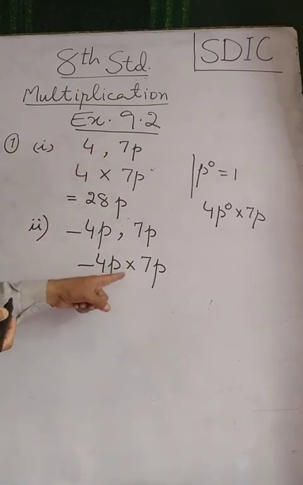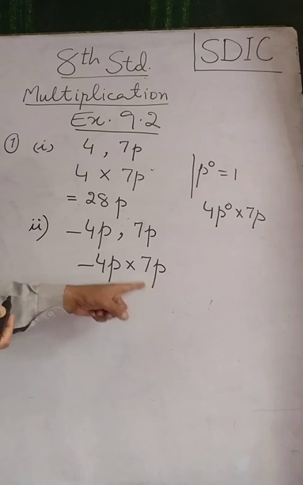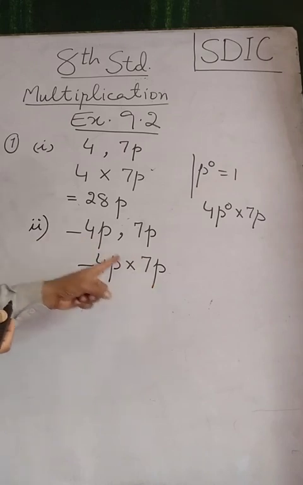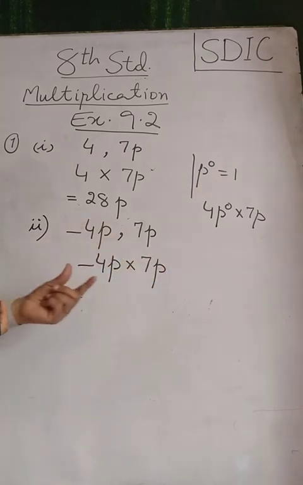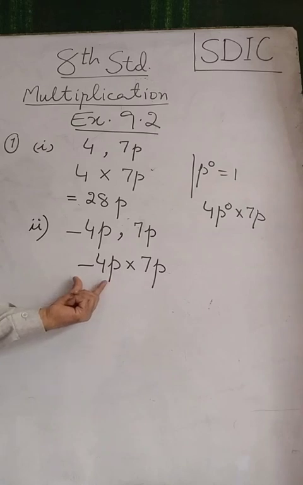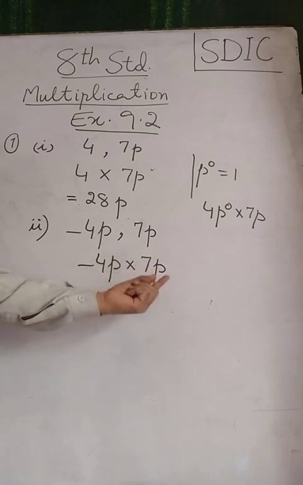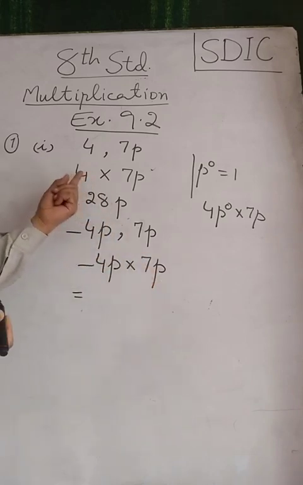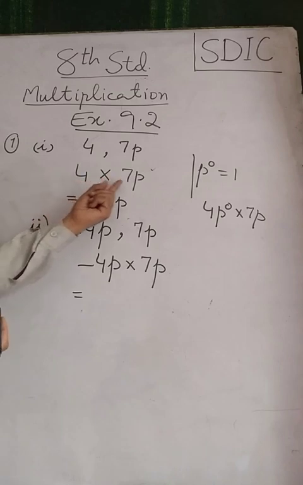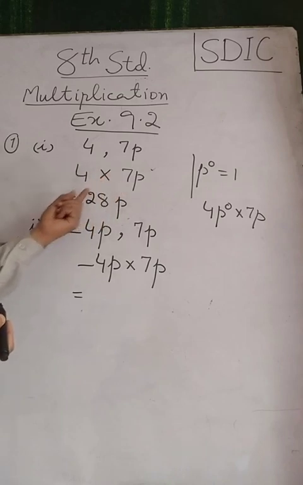Now we have to multiply monomial by monomial. You have to multiply coefficient by coefficient, variable by variable. In the first monomial expression, minus 4 is the coefficient. In the second monomial expression, 7 is the coefficient. So multiply minus 4 by 7. Here you have to multiply 4 by 7. Both were positive. We got plus sign, plus, plus, plus.